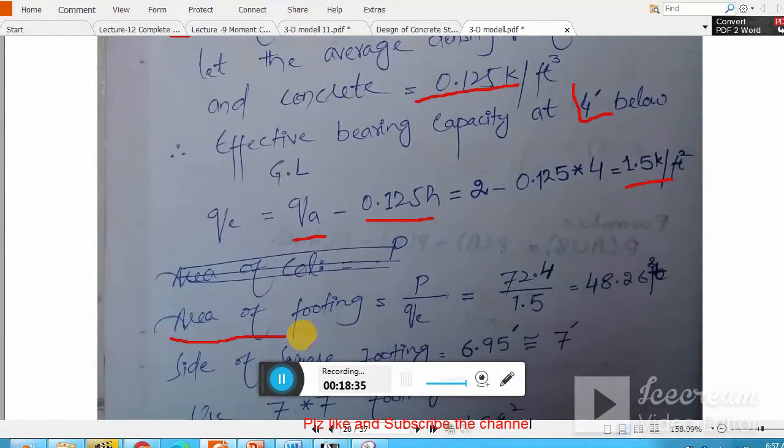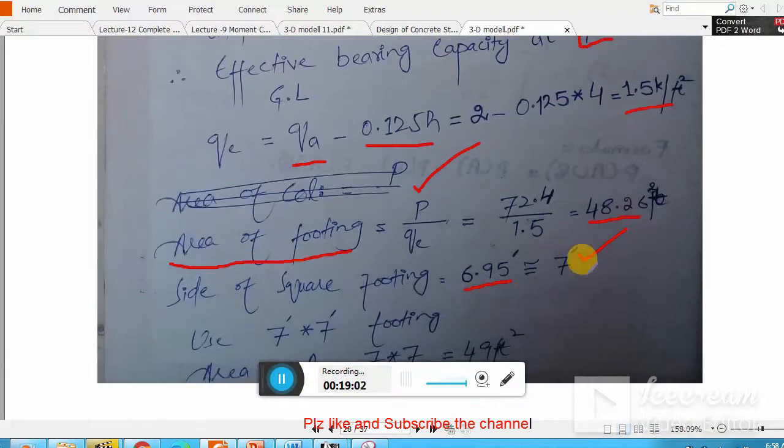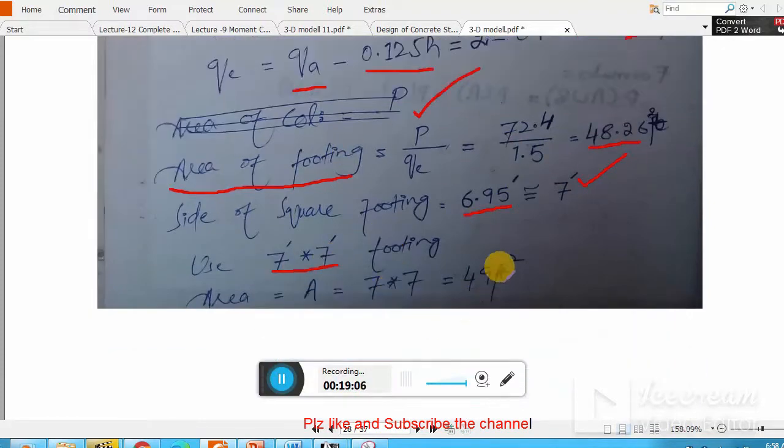Now you need the area of the footing. The area of the footing is just the service load divided by qe. Remember, service load 72.4. That's why we calculate service load: we need service load for the calculation of the footing, and this is my effective qe. So I got 48.26 square feet. If I'm using a square footing, just taking the square root, we get 6.95, and let's say we're using 7 feet. So my revised area of footing is now 7 by 7, which gives me 49 square feet. This calculation is simple.